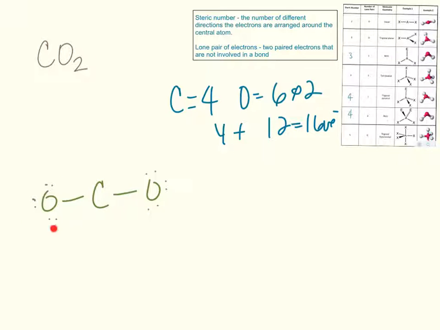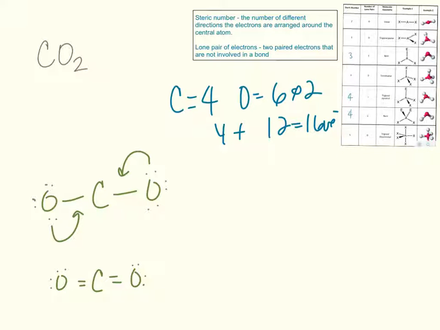This oxygen is good, this oxygen is good. This carbon only has 4 electrons around it, and it needs 8. So there's going to have to be some double bonding happening, so these 2 are going to come down like that. And so I would draw this structure like this.